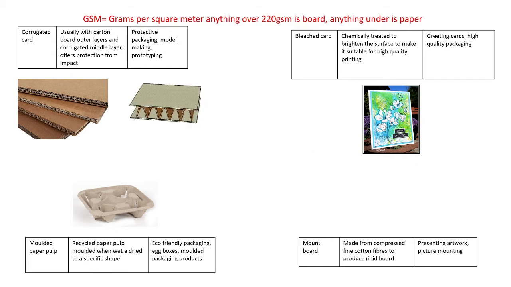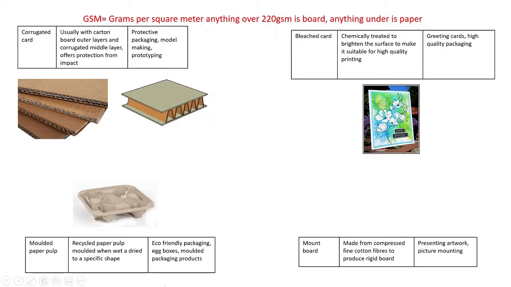So now we're going over 220 GSM, so over 220 grams per square meter. This is now considered card. So the first one is corrugated card. This is one that's really common. Most people, when they think of card, this is what they're thinking.